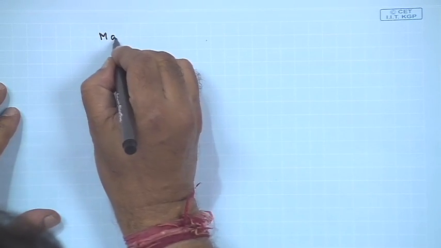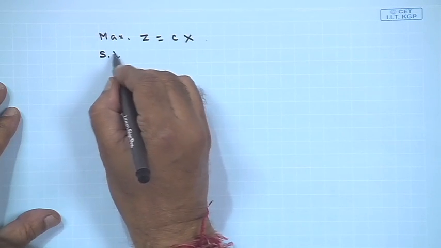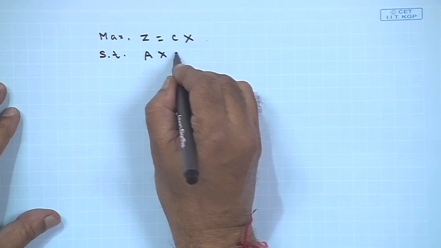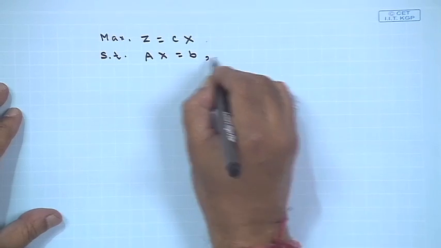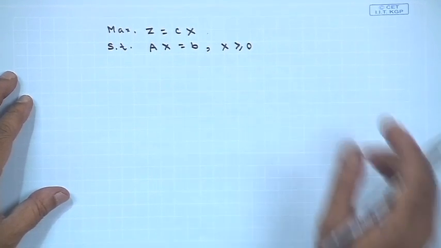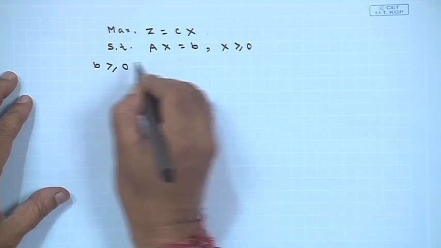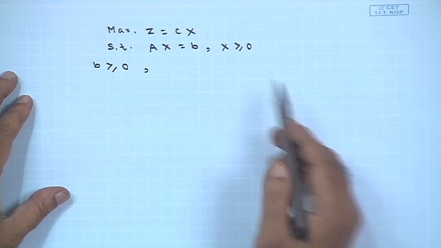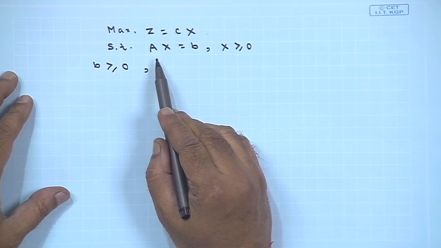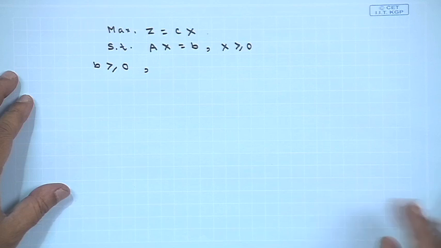For this, consider the LPP: maximize Z equals Cx, subject to Ax equals B, and the non-negativity condition, that is x greater than or equal to 0. Let us make two assumptions. One assumption is that B is greater than or equal to 0, and the other is that A has full rank. These two assumptions we are making.